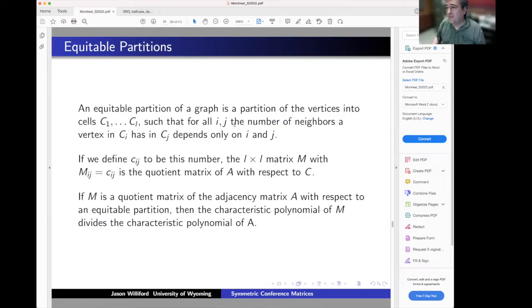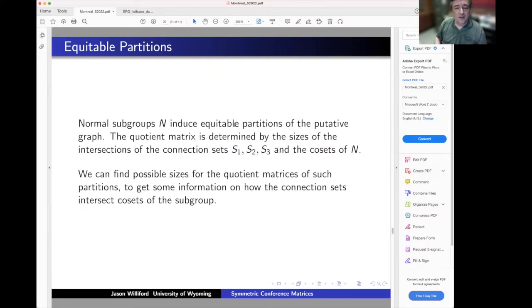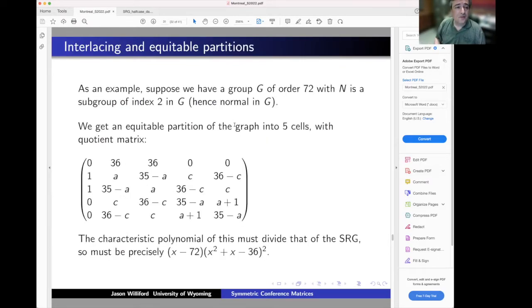And right now we have groups with normal subgroups, and so we can use them by looking at possible quotient matrices with respect to those. You just find possible intersection. So now we have these 3 connection sets we want to find. Well, we can boil it down to 2 most of the time. We find those. Well, there's a big binomial coefficient that you have to search over. Well, one thing you can do is say, if this graph existed, because of this normal subgroup, there's this equitable partition. And the connection sets then have to intersect that equitable partition in a certain way.